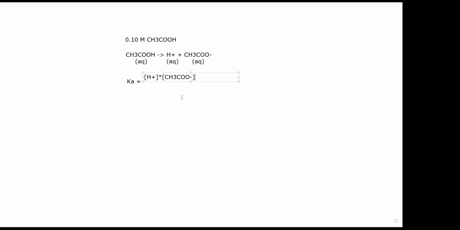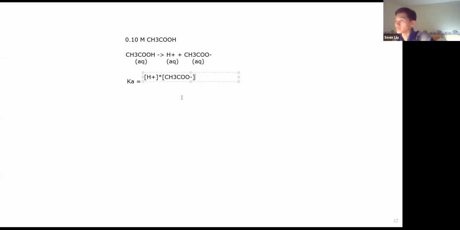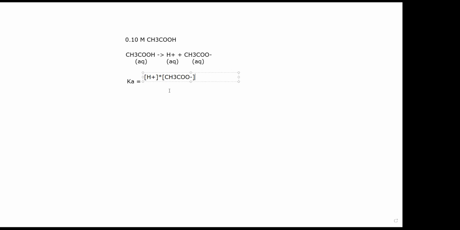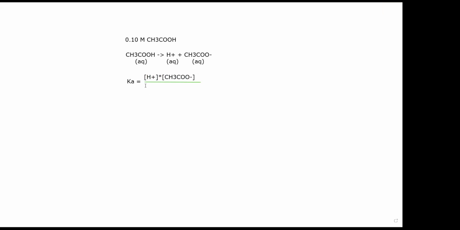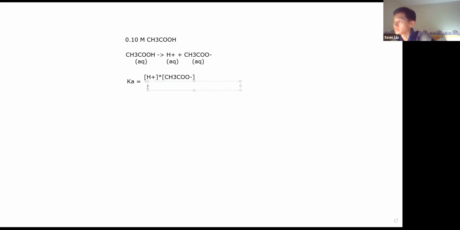Yes, so we're going to have the concentration of H plus multiplied by the concentration of CH3COO minus. Do I need an exponent on any of these? No. Why not? Because there are no coefficients, or rather the coefficient is 1, so this would be to the first power. And wouldn't it need to be divided by the concentration of the reactant too? Yeah. So what would that be?